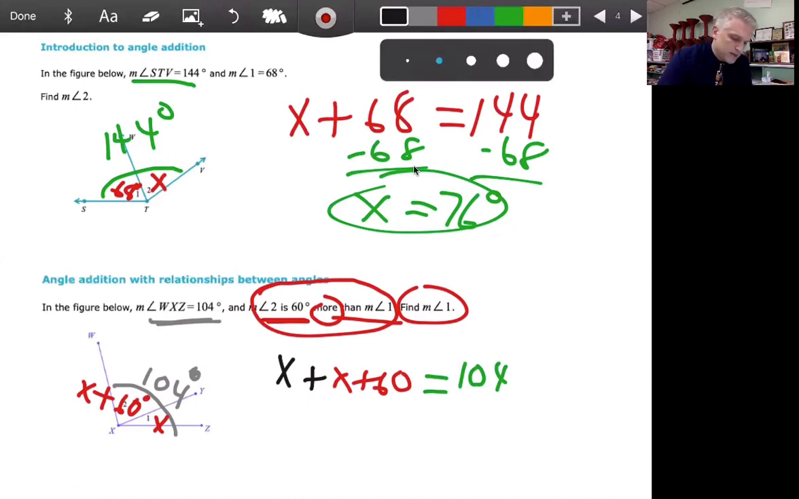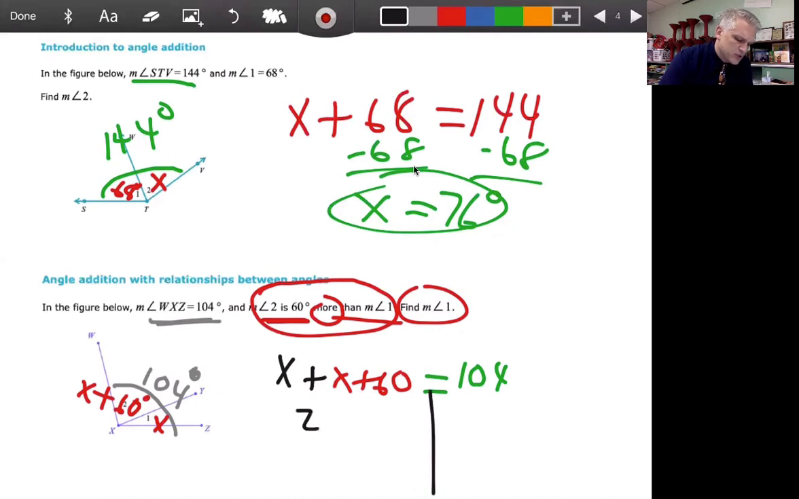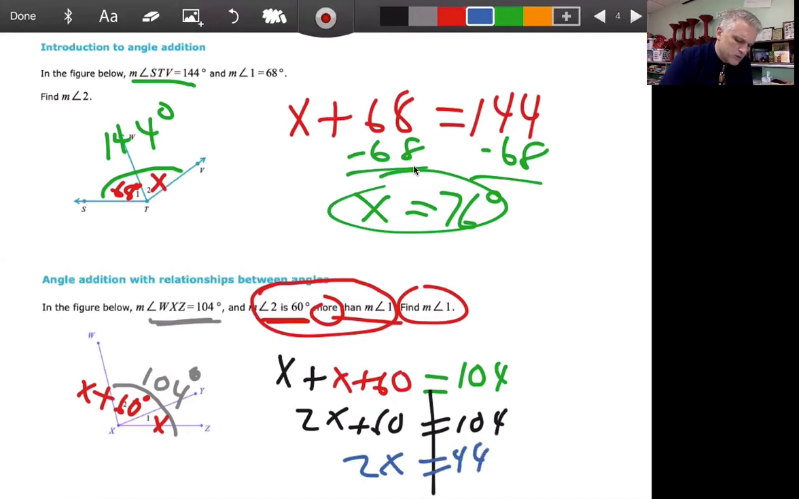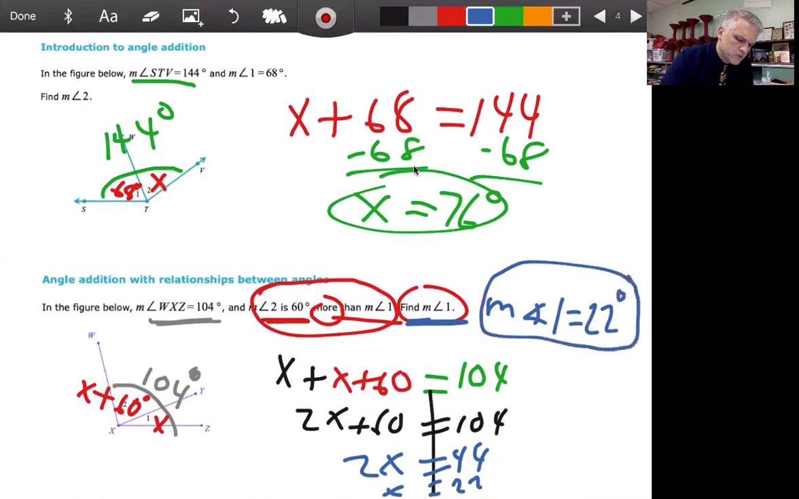Okay, that's it. Now we're going to have to solve for X. Going to combine like terms. X plus X is 2X. We're going to subtract our 60 from both sides. So I get 2X equals 44. Divide by 2, so I get X is equal to 22. So the measure of angle 1 is 22 degrees. So I'll even write that out. The measure of angle 1 equals 22 degrees. Okay, all right, looking good.